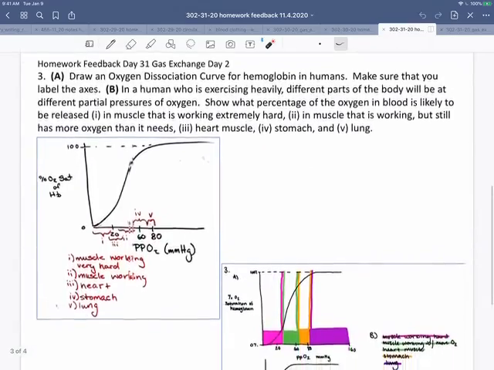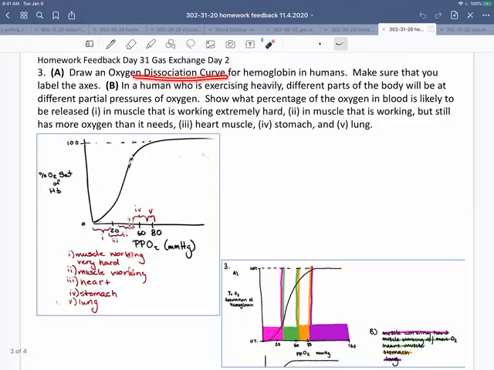Next one was to draw an oxygen dissociation curve for hemoglobin in humans, and make sure to label the axes. And then for a human exercising heavily, what percentage of the oxygen in the blood is likely to be released, or you could also look at it as what proportion is still going to be bound to hemoglobin.